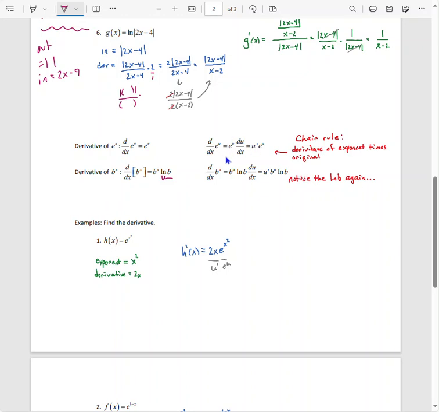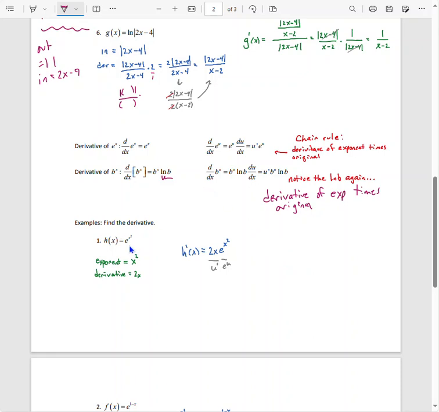The chain rule with exponentials, if we're taking the derivative with respect to x of e to the something, our derivative is e to that something times the derivative of the exponent. So I think of it as a derivative of exponent times, multiplied by, times has fewer letters, times the original function.